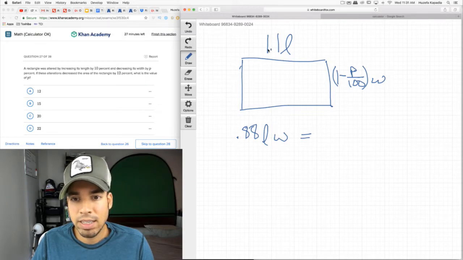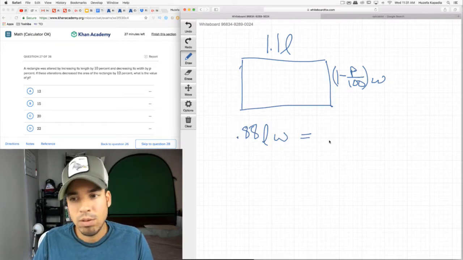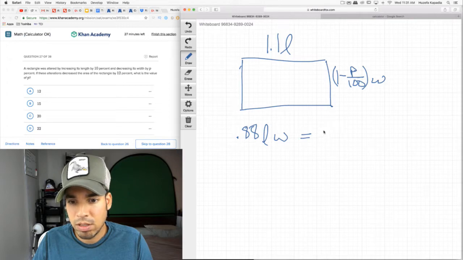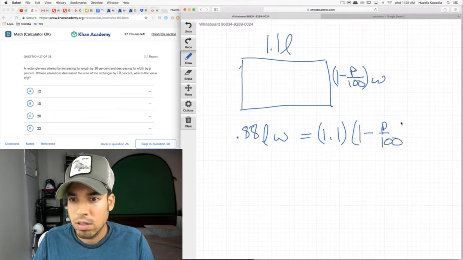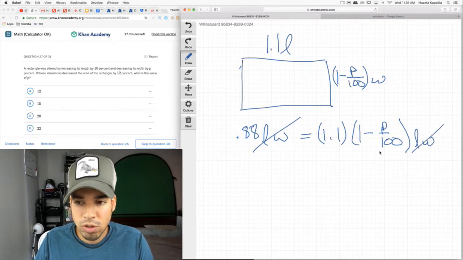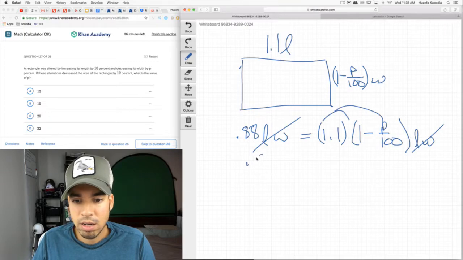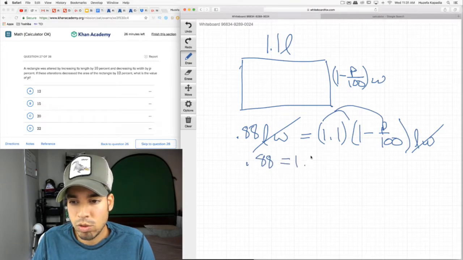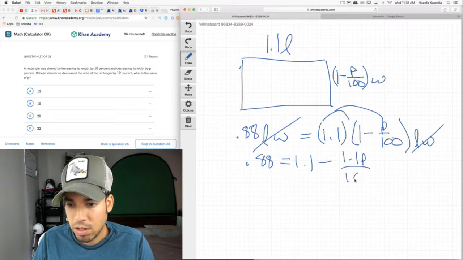Okay, so basically if the area of this equals the area of this times 88%, which is the decrease from the original value, then we solve for p and we'll be good. So 1.1 times 1 minus p over 100 times LW. Okay, divide both sides, and those are gone. Then let's distribute, and we got 0.88 equals 1.1 minus 1.1p over 100.